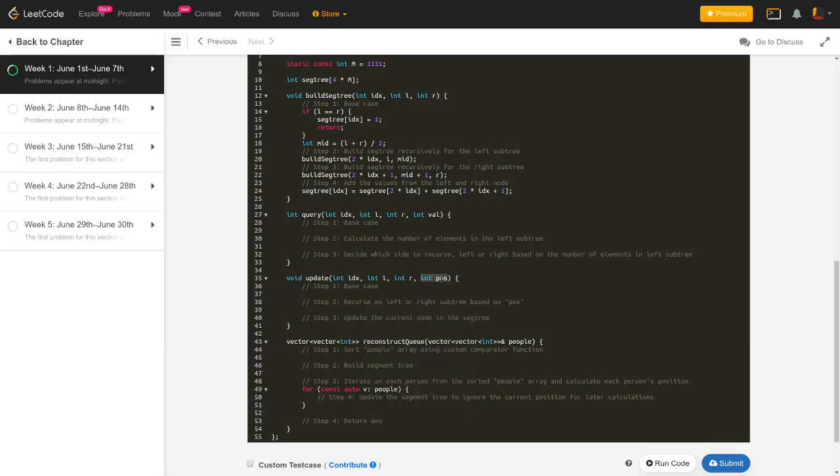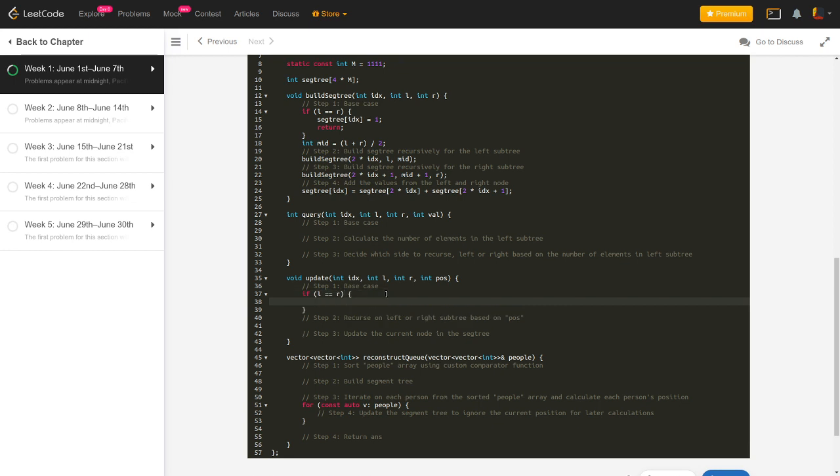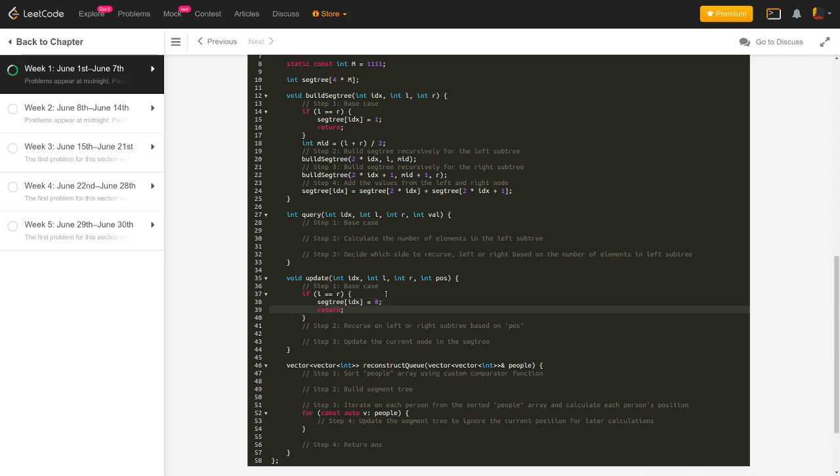So this is what we'll be doing in the update function. We'll be taking this position and making that position 0, and whenever that happens, that's always the case of a leaf node, right? So that's our base case: if L is equal to R, then this is the case of the leaf node, and we just do sec tree of index is equal to 0, and we just return from here. Okay, so we just made that value 0 and we return.